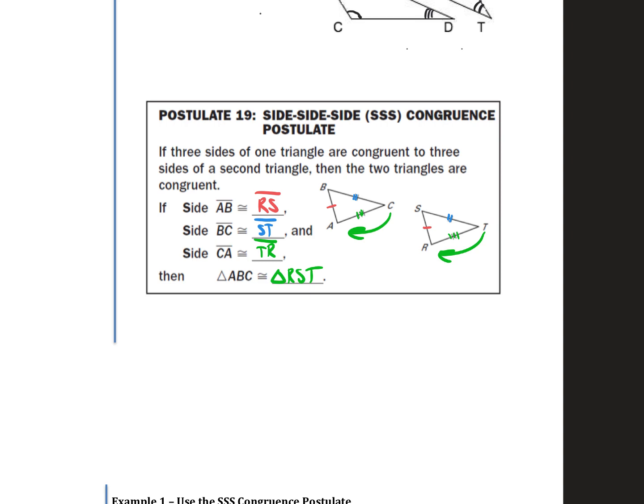So basically if you have all 3 pairs of matching sides congruent, then you're going to have congruent triangles, okay? And that kind of makes sense, right? If all the side lengths are the same, then literally it can't be any different. They have to be congruent, right?